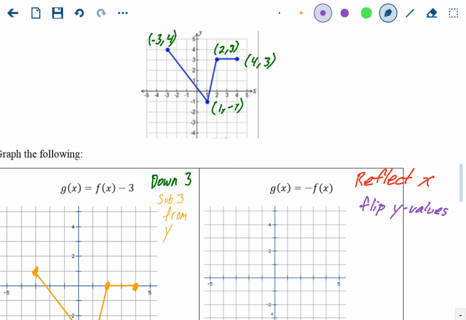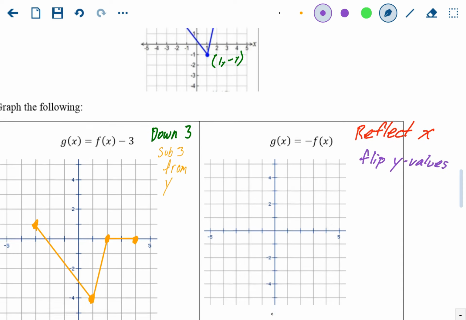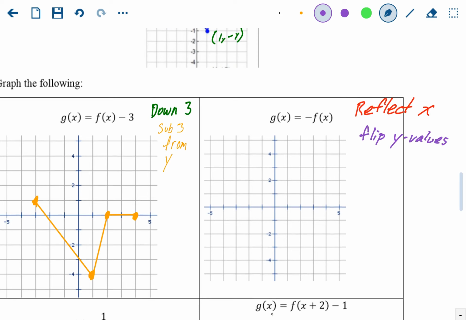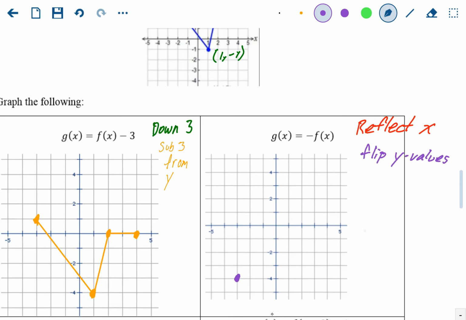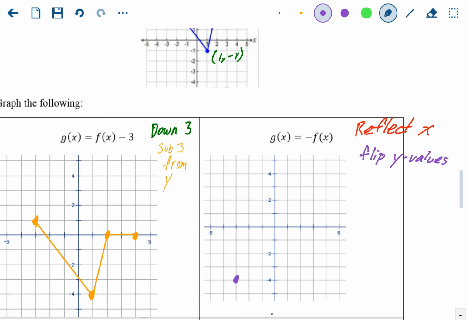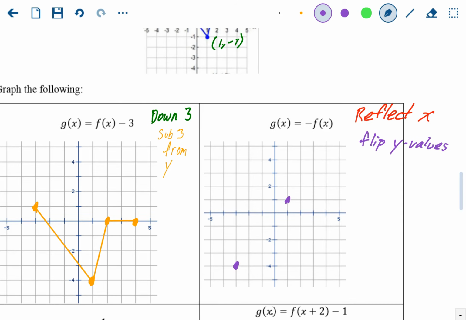Okay. So x values aren't going to change. Negative 3, 4 is going to become negative 3, negative 4. 1, negative 1, again, just opposite of the y value. It'd be 1, positive 1. 2, 3 will become 2, negative 3. And 4, 3 will become 4, negative 3. Okay. And again, it holds its shape. It's a transformation of the original function.